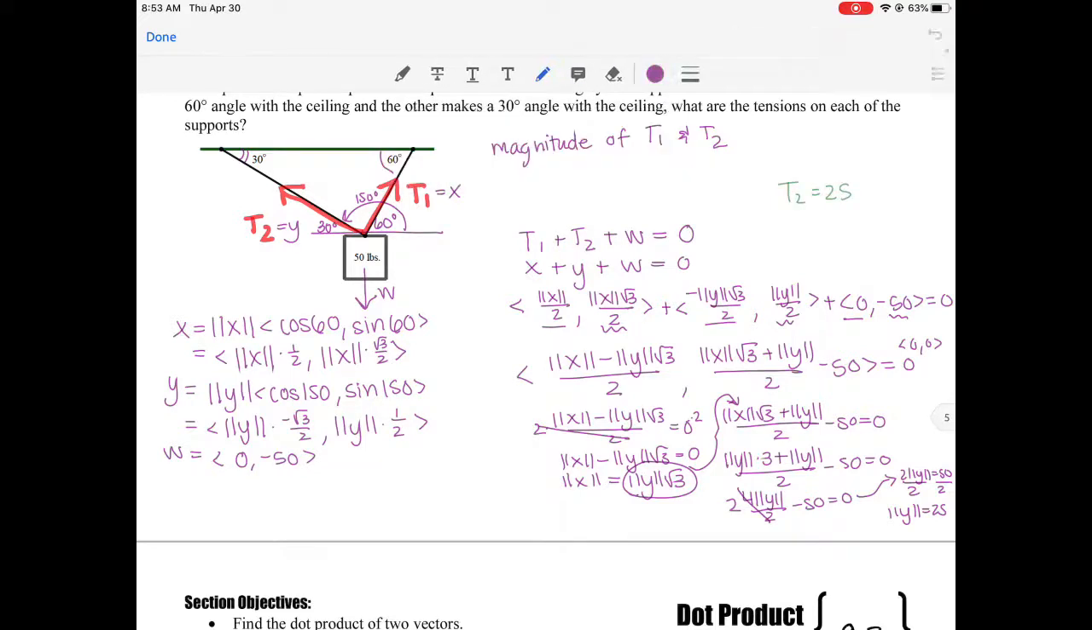Okay, now to figure out the other tension, the magnitude of x, we said, is the magnitude of y, which is 25, square root of 3. So, hey, that makes it easy to write the tension of 1 is 25 square root of 3. And you finished the problem. Yay! Good luck with the assignment.